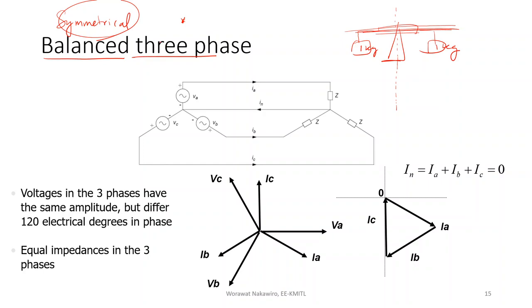The balanced three-phase system means that each of the three phases is identical.